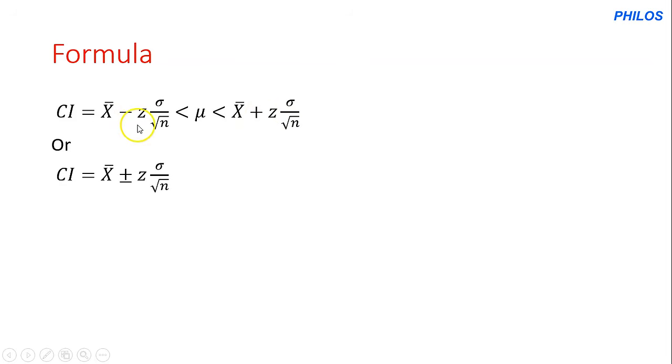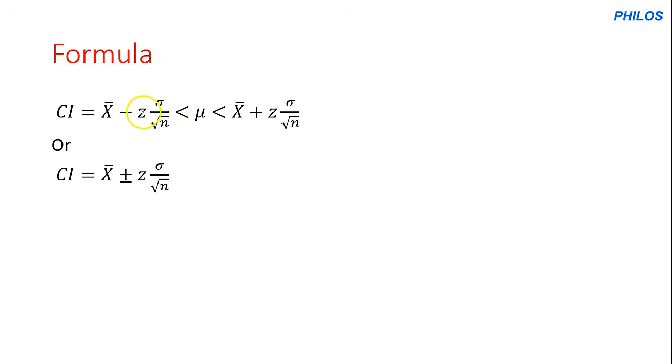Now the X bar represents the sample mean, this represents the standard deviation, and the n represents the sample size. Same thing at this side also, and the mu represents the population mean. The z is just the critical value. We use the level of confidence to determine what the z will be by checking the z table. The standard deviation divided by root n is called standard error.